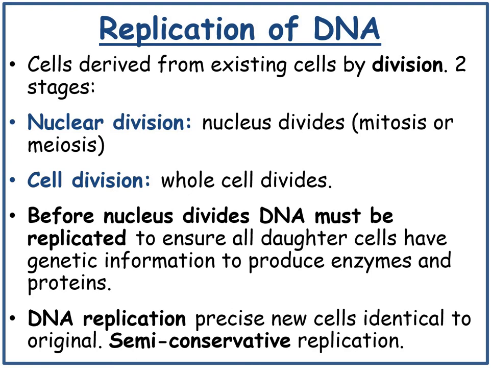Replication of DNA. So cells are derived from existing cells by division, and there are two stages. There is nuclear division, which is where the nucleus divides, and cell division, where the whole cell divides. Before the nucleus divides, the DNA must be replicated to ensure all daughter cells have genetic information to produce enzymes and proteins. DNA replication is precise so that new cells are identical to the original, and it is known as semi-conservative replication.